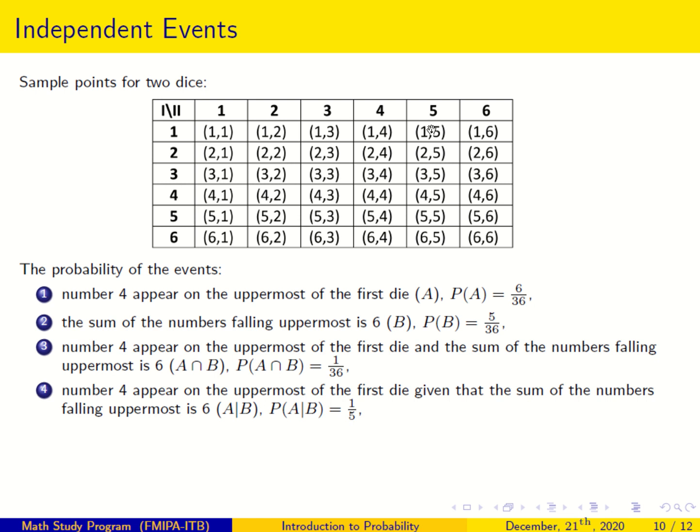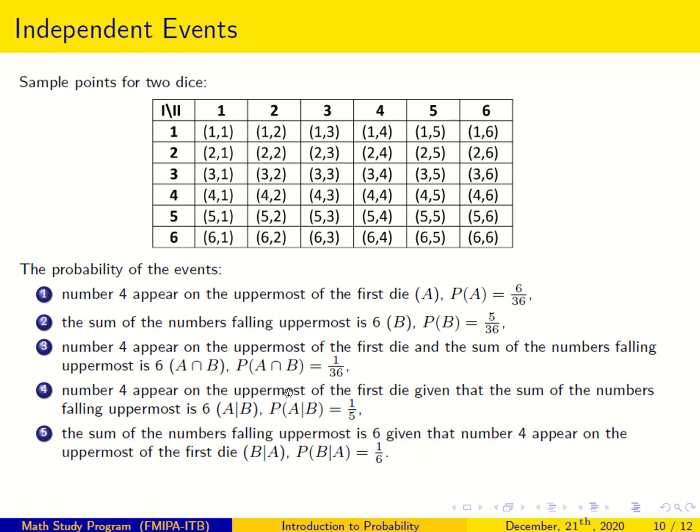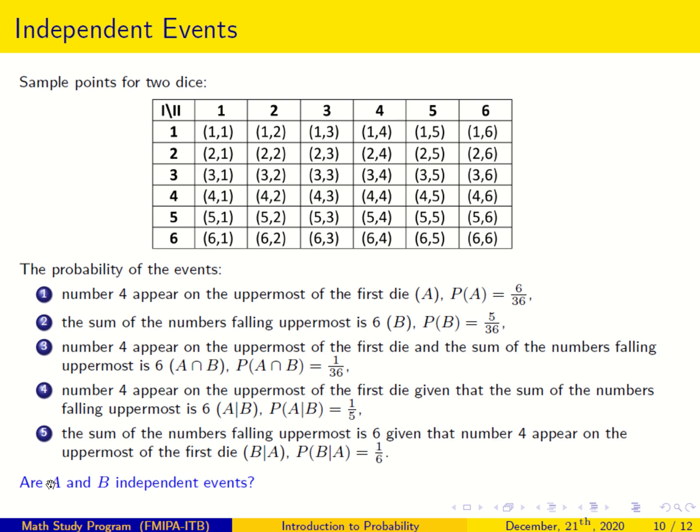So number 4 appearing on the first die is just this one. 1 out of 1, 2, 3, 4, 5. 1 out of 5. And you can do the same for this. If we are looking at whether A and B are independent events or not, we can look at the probability of A intersection B, which is 1 over 36, probability of A is 6 over 36, probability of B is 5 over 36. I know that 1 over 36 doesn't equal 6 over 36 times 5 over 36. So they are dependent events. They are not independent events.